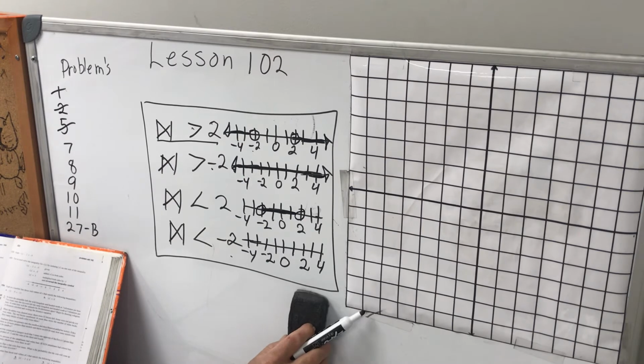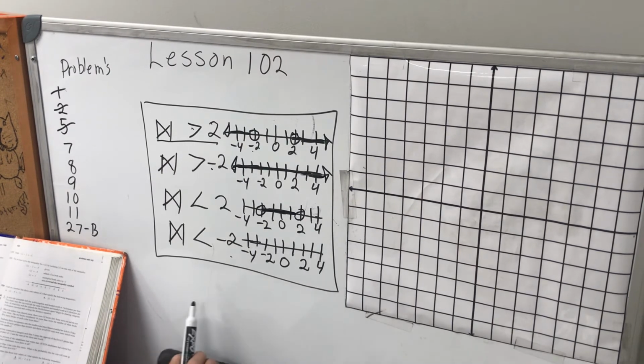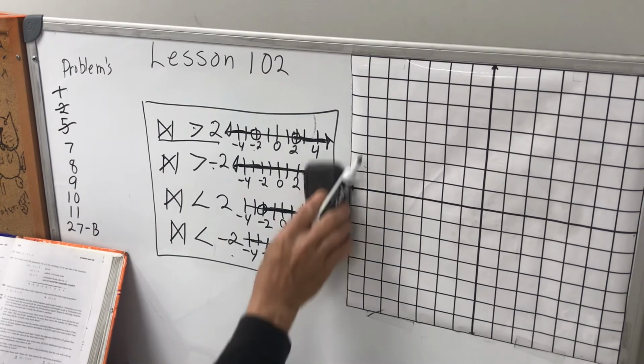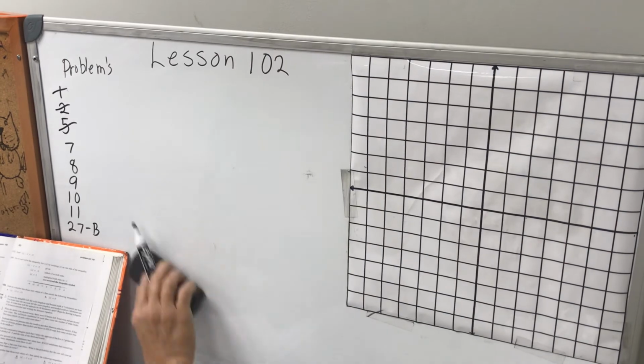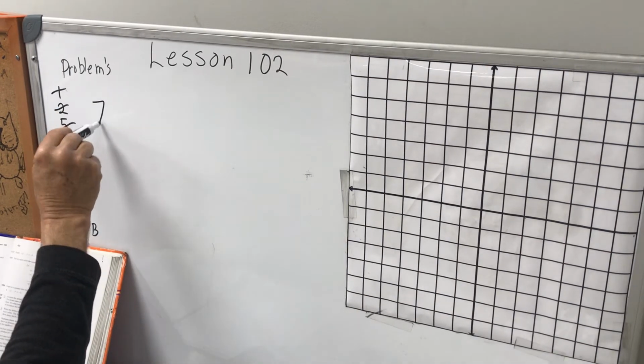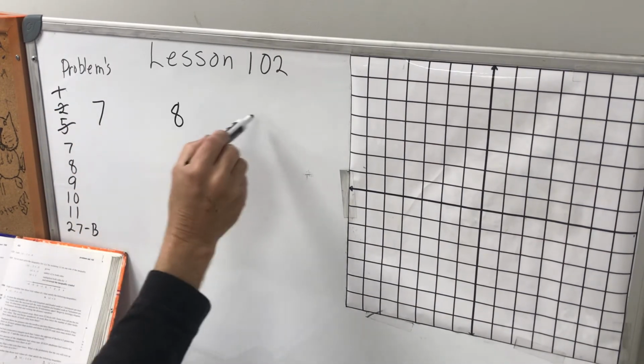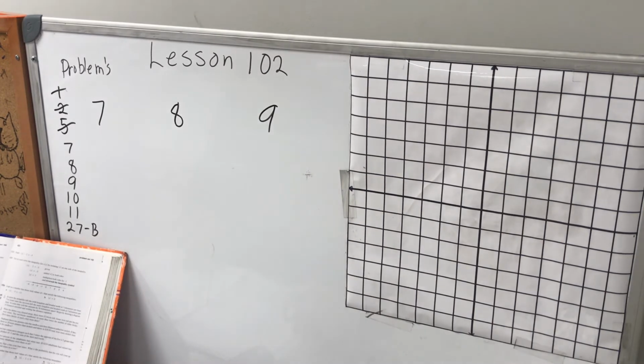Now here we're going to 7, 8, 9. I'm going to erase this. Hopefully you have all this down. I'll give you just a moment. You can look back in your lesson and you'll see these 4 different possibilities. All right, here we go. I'm going to put 7, 8, and 9 up here.